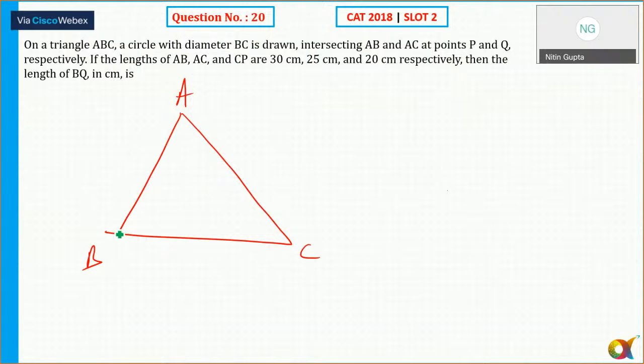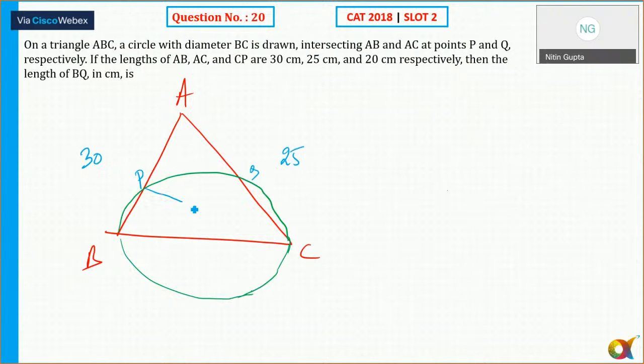On a triangle ABC, a circle with diameter BC is drawn, intersecting AB and AC at points P and Q. So I'm drawing a circle like this one, and I can say this is point P and this is point Q. If the length of AB is equal to 30 units, AC is equal to 25 units, and joining C to P, CP is equal to 20 units, then the length of BQ. I need to find out BQ here.